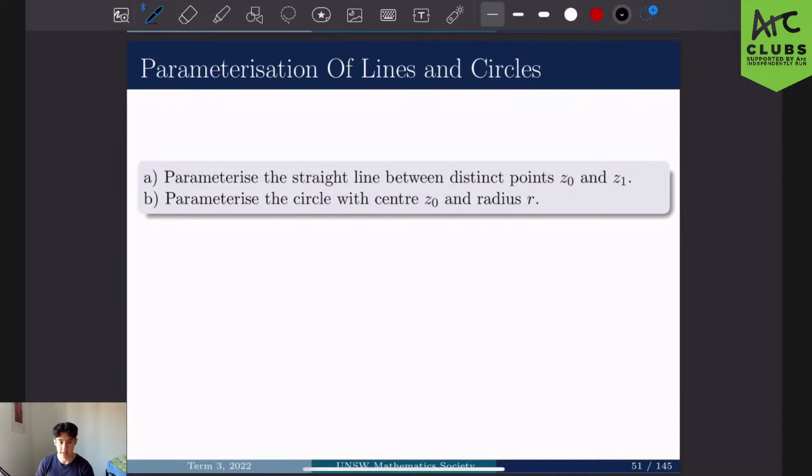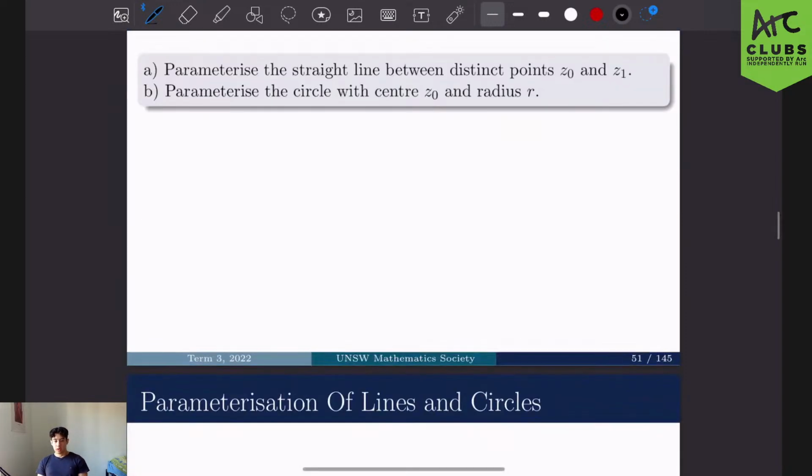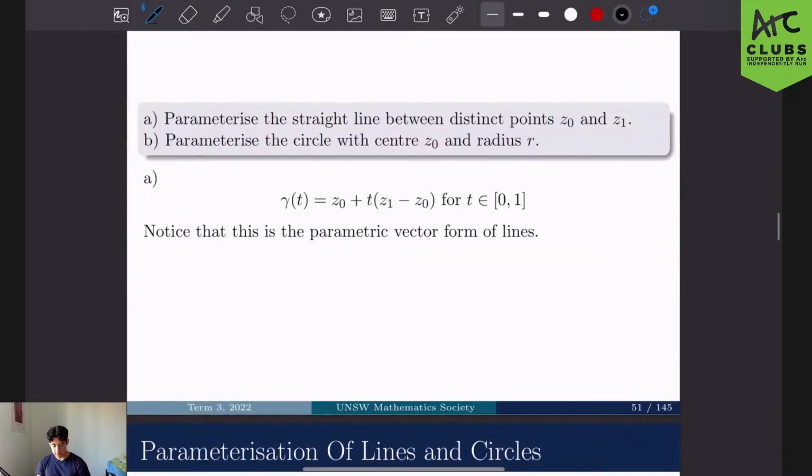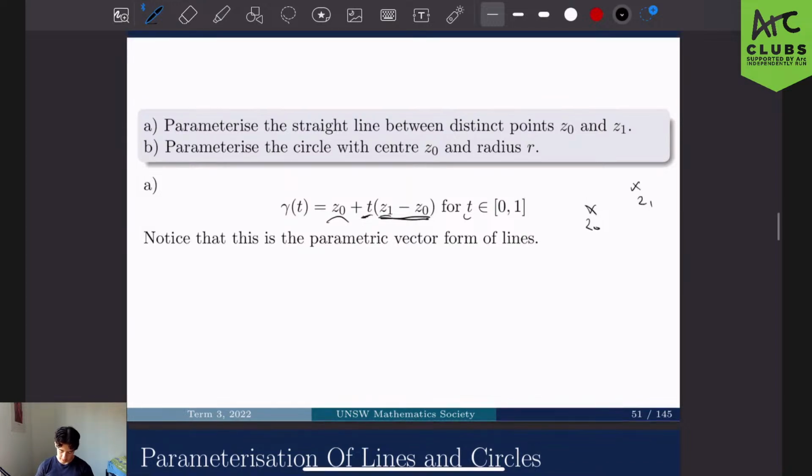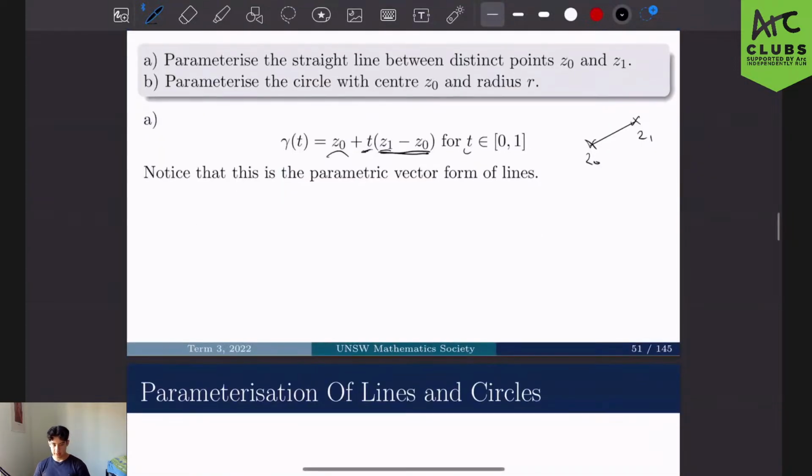And yeah, we got the parameterization of lines and circles. This is similar to vectors, so you just have your initial point and your second point, and then you just have t, which is the parameter here, and the direction of the second point from the first point. So you have z0 here, z1 here, so this will just be a parameterization of a straight line. It should be quite familiar to you.